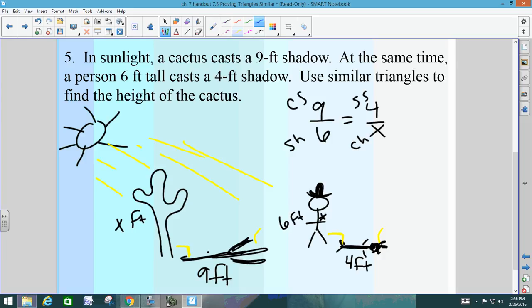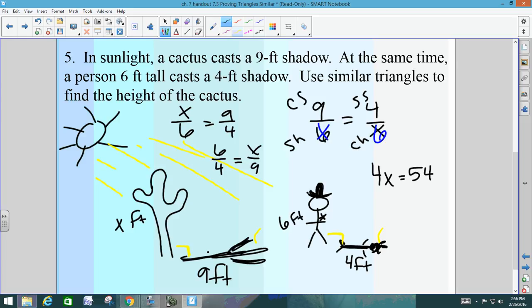Good. You want to do like 9 is to X as 4 is to 6. Yeah. Do you see that? Okay. That's one proportion. You could have done like X over 6 equals 9/4. I mean, there's a ton of them you could do. You could do 6/4 equals X over 9 as well. Regardless, when you cross multiply, you should get 4x equals 54. Divide by 4. What do we get for the height of the cactus? 13.5 feet.